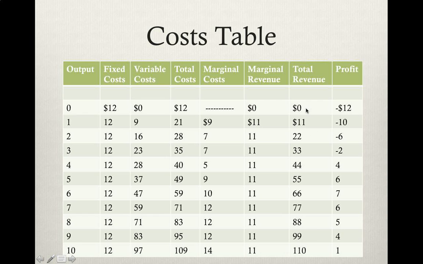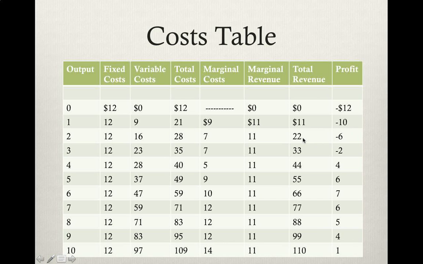So when I'm selling 0, I'm not bringing anything in, but I still have costs of $12, those fixed costs. So my profits at 0 are actually negative 12 and not 0. When I sell 1, I have a total revenue of 11 and my costs are 21. And so it's still costing me more to make it than I am selling it for, at a negative 10.